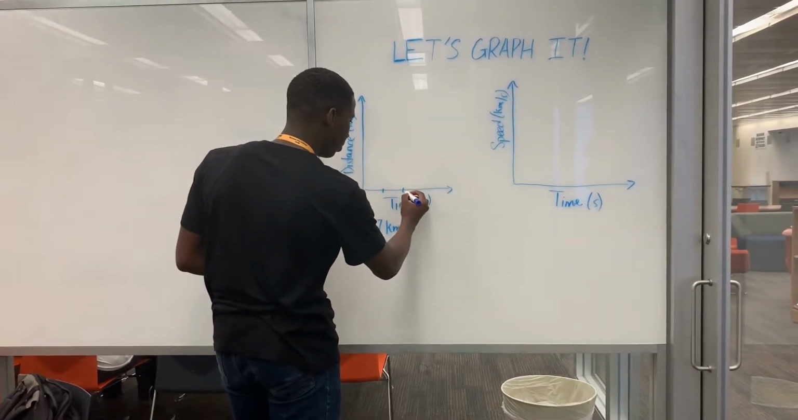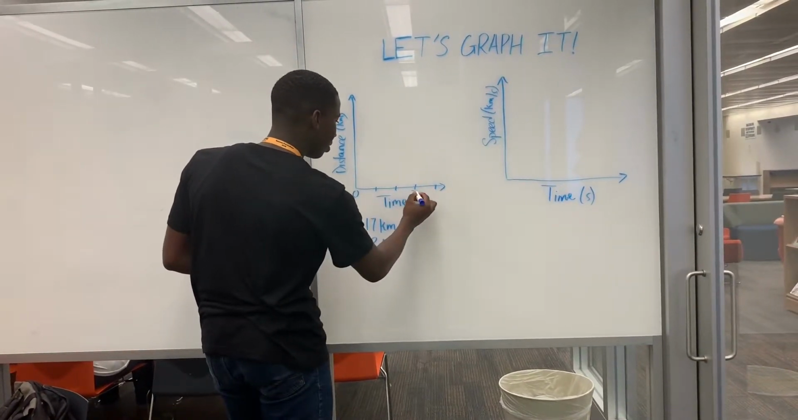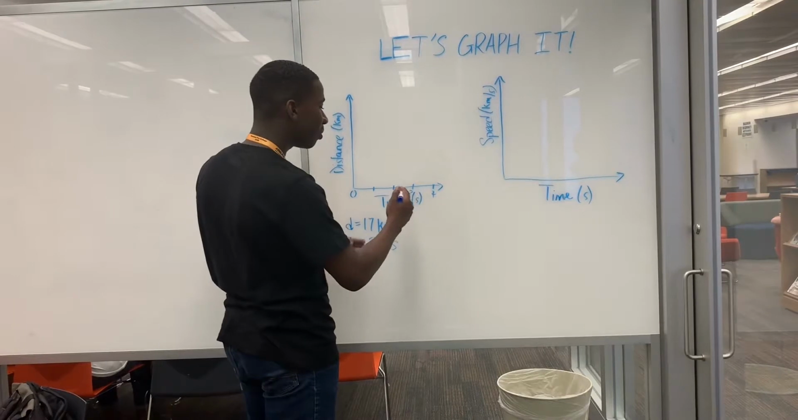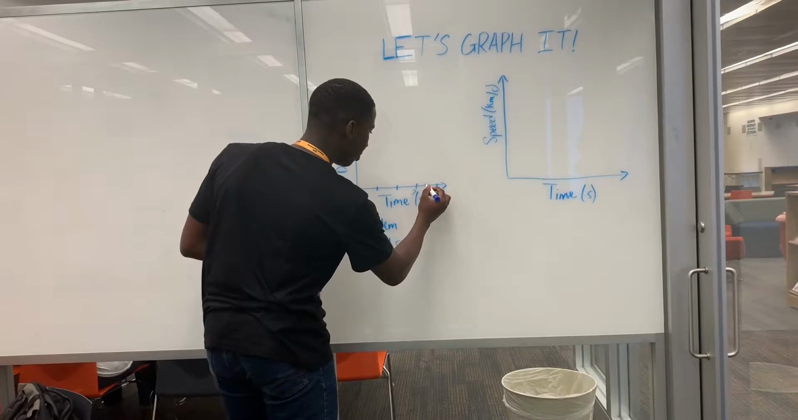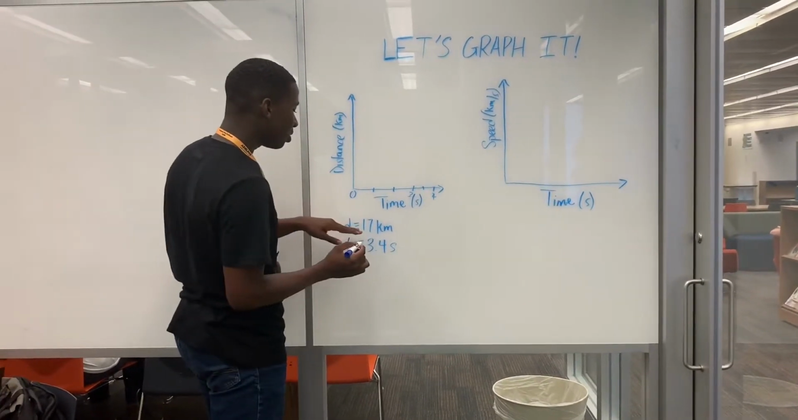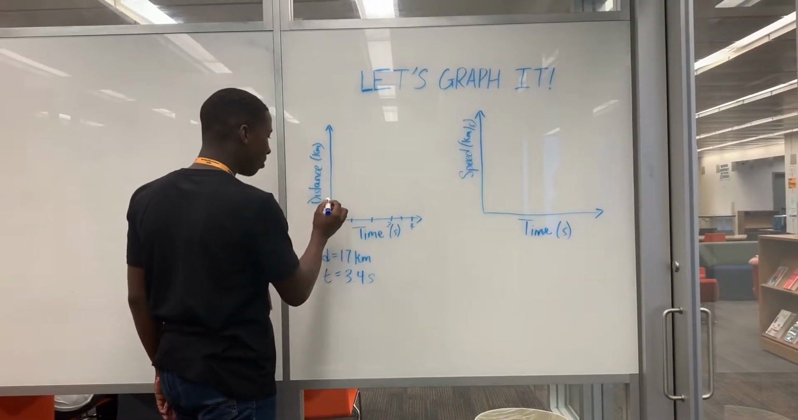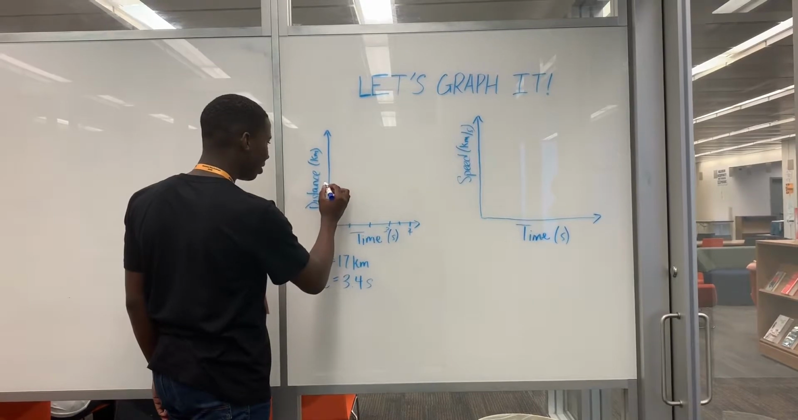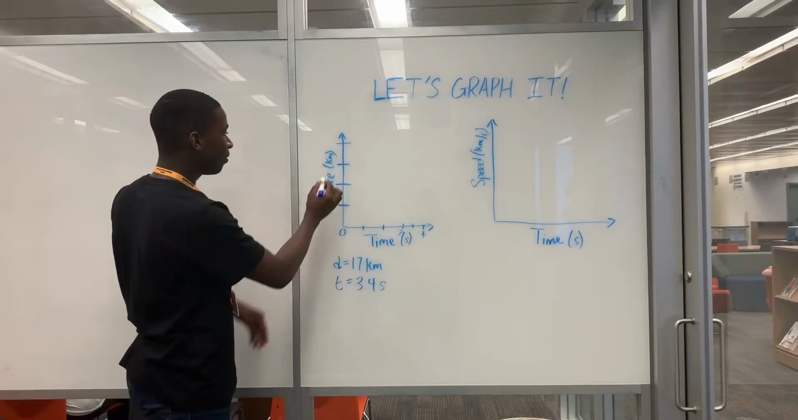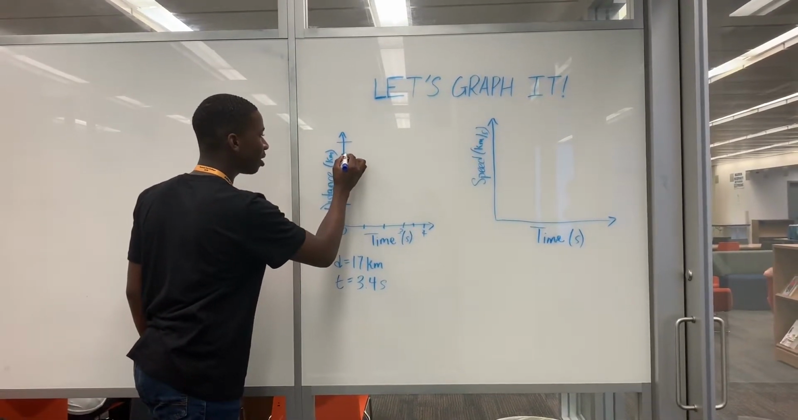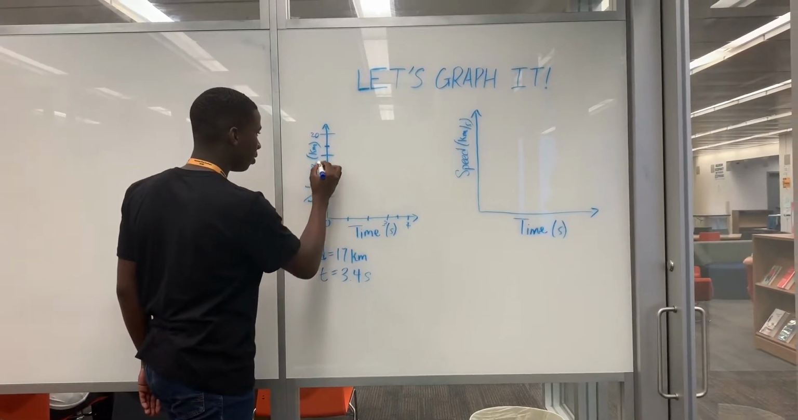1, 2, 3, 4. So 3.4 is somewhere in the middle between 3 and 4. So let's call it the middle right here. 3.4. And on distance, we need to go up to 17. So let's count by 5s. 5, 10, 15, 20. So if this is 15, 17 would probably be somewhere right here. Okay.